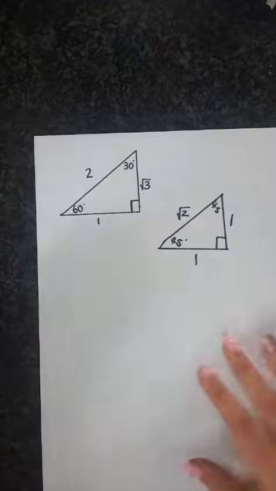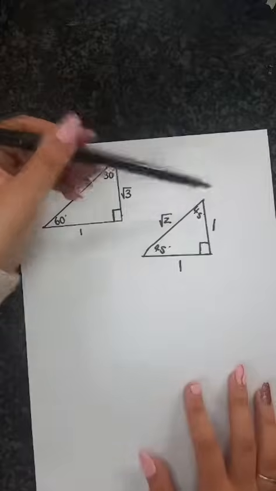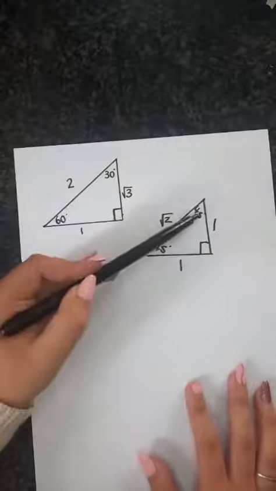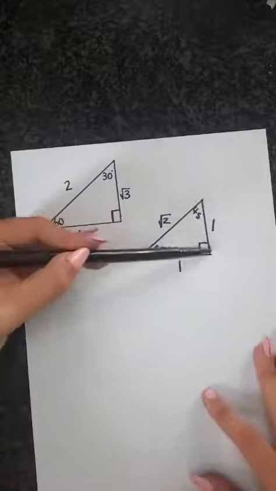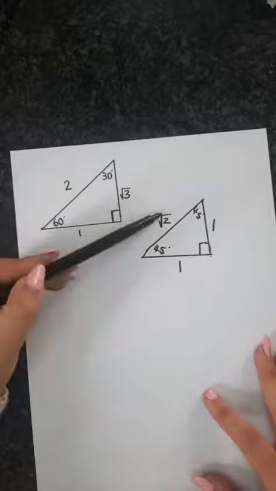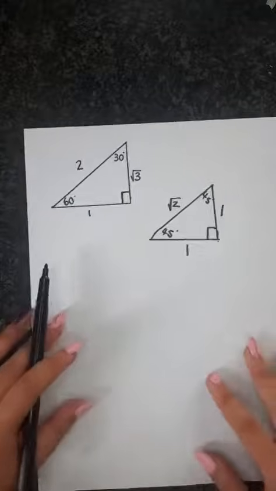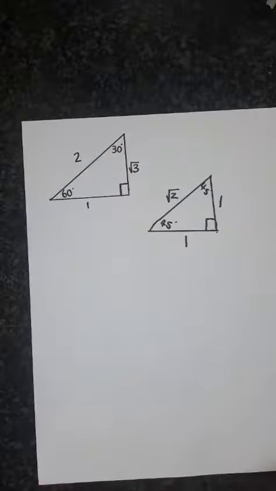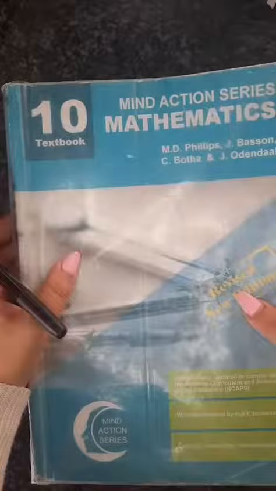Okay, so this triangle, if you construct it accurately, you'll essentially get a 90-degree triangle, 45, 45. This side is 1, that side is 1. That is square root of 2. Okay, you also use that textbook. Awesome. Which textbook do you use? Okay, so at our school, what we teach our grade 10s with is Mind Action Series.